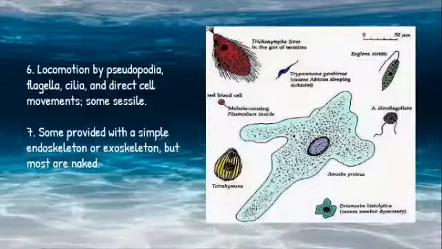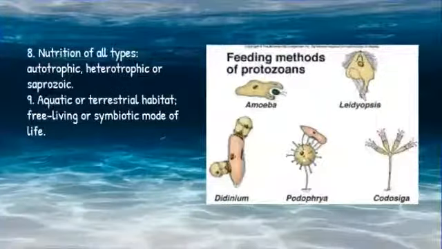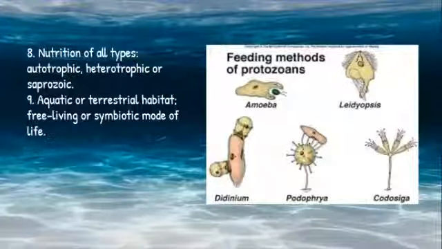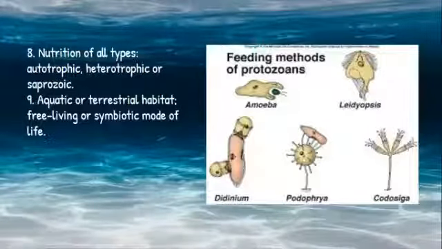Some of these organisms are provided with a simple endoskeleton or exoskeleton, but most of them are naked. In this group, we have nutrition of all types. Autotrophic organisms, which means they produce their own food. We also have heterotrophic organisms, which means they feed on other organisms. And saprozoic organisms, which means that they feed from nutrients that are already available in the environment surrounding them.